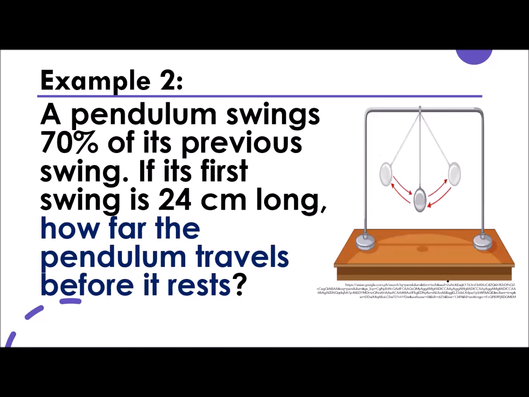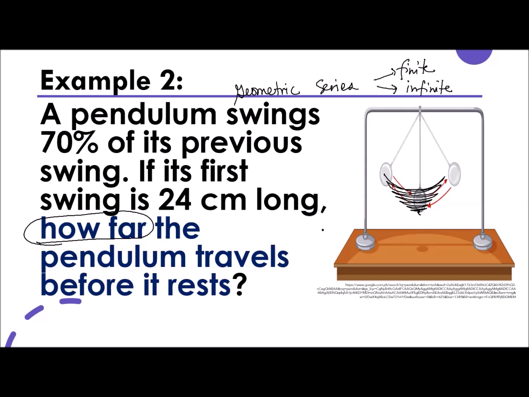Baguhin lang natin ng konti yung tanong, yung dulo. Ito naman, how far? Okay? Pag ang tanong ay how far the pendulum travels before it rests. So, ibig sabihin, ilan lahat? Gaano kahaba hanggang sa siya ay tumigil? Okay? So, it only means that we are now pertaining to geometric series. Pero anong klase? Is it finite or infinite? Ano sa tingin ninyo? Pendulum yan. Mabibilang mo ba kung ilang swing pa yan? Okay, so that is now infinite geometric series.